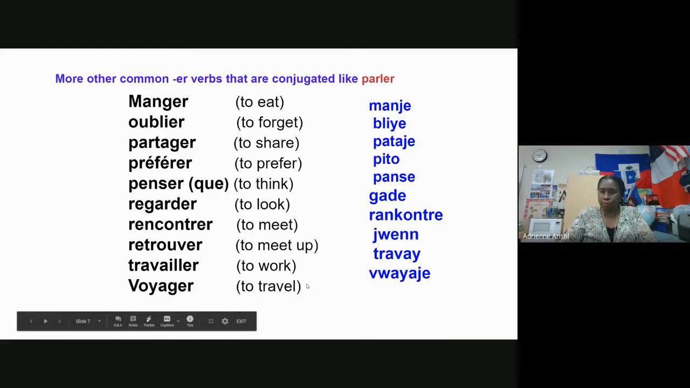Voyager, to travel. And in Creole, manger, to eat. Oublier, to forget. Partager, to share. Plutôt, to prefer. Penser que, to think. Garder, to look. Rencontrer, to meet. Joindre, to meet up. Travail, to work. Voyager, to travel.